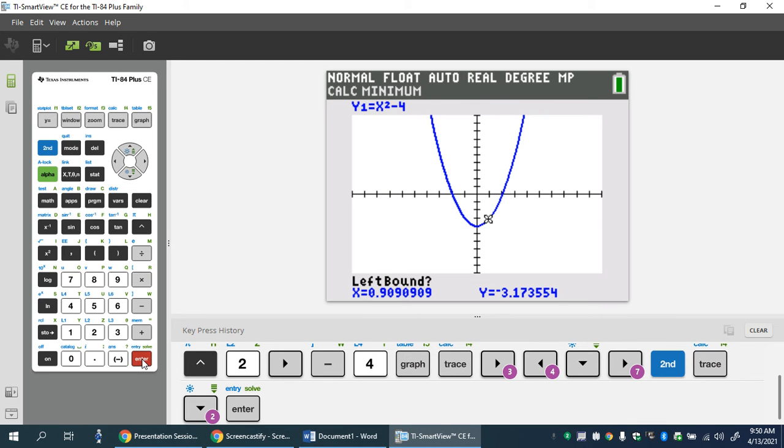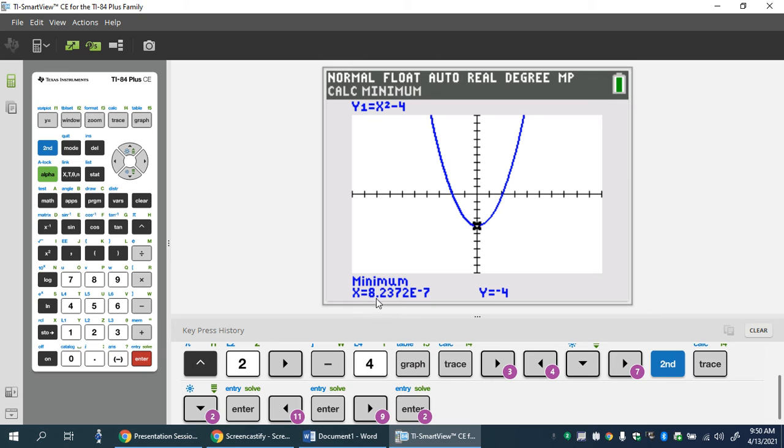So I can go to 3, and then it asks you left bound. So you go to the left of it, click enter, and then right bound, click enter. And then yes, we want it to guess the minimum. This is basically 0. It's as close as you can get with 0, and negative 4. So it's not going to be exact, but it'll get you pretty darn close. And most of the time it'll be whole numbers.